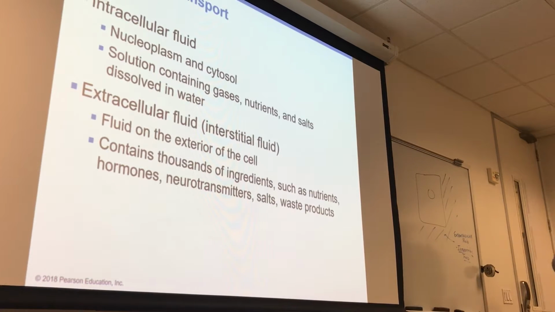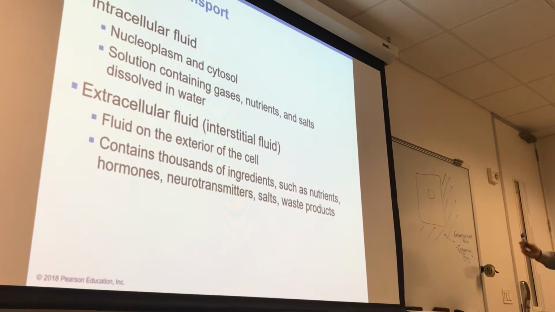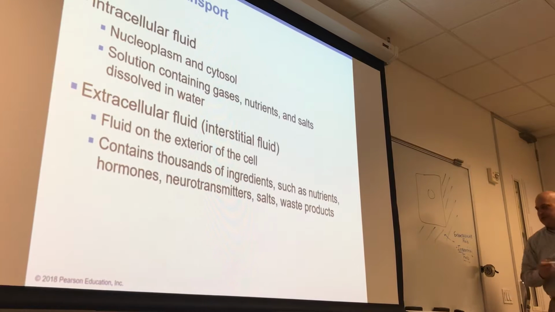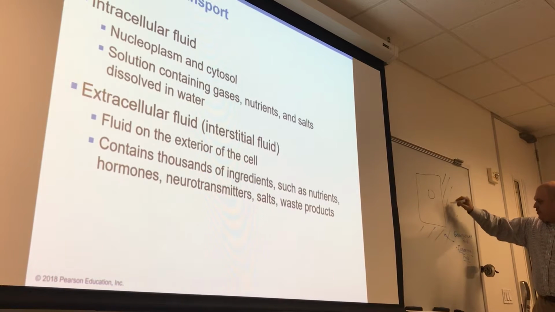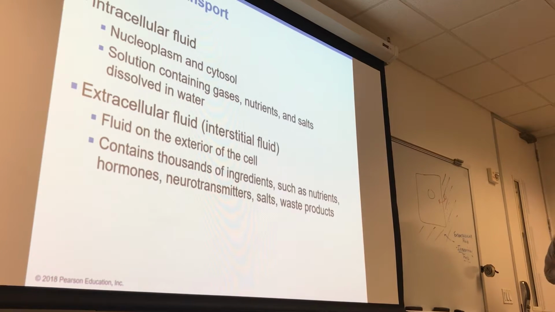Because from an A&P standpoint, when we get to the different chapters where we're moving materials from the extracellular fluid into the cell or from the cell to the extracellular fluid, it'll always be referred to as interstitial fluid. So interstitial fluid is simply defined as the fluid on the exterior of a cell. And any time we try to move material into the cell, that material has to first enter into the extracellular fluid. And then from here, we will transport it into the cell.